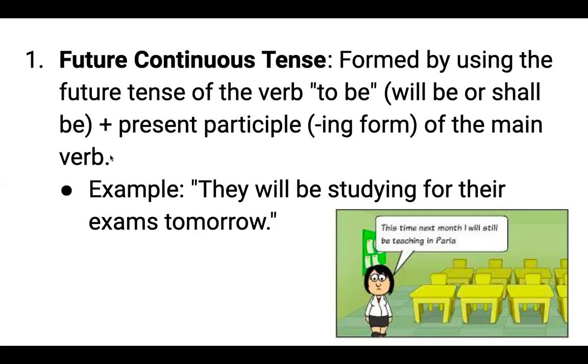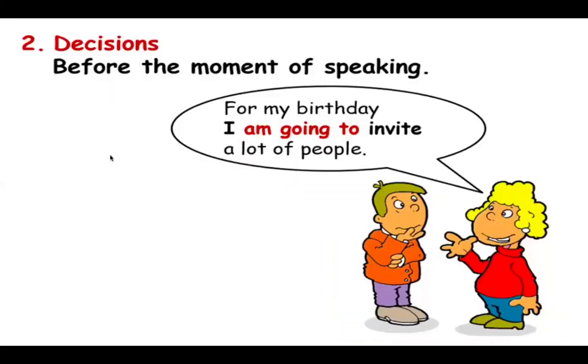Okay. So the next one is decisions made before the moment of speaking. You can talk about that. You can say, for my birthday, I'm going to invite a lot of people. It means I have the intention of inviting a lot of people, or you can say a plan, an intention, or you can say a kind of possibility, isn't it?